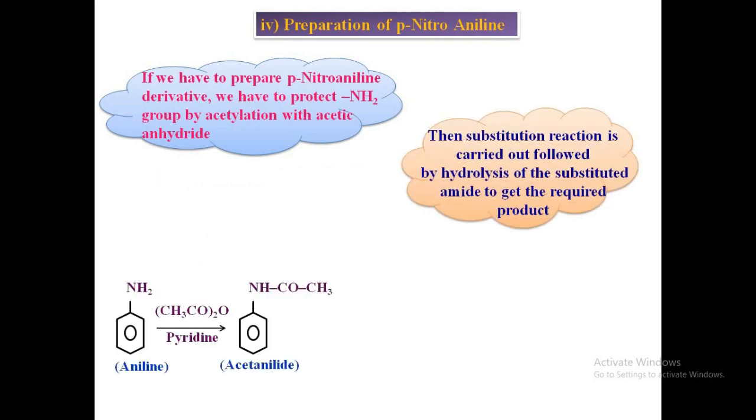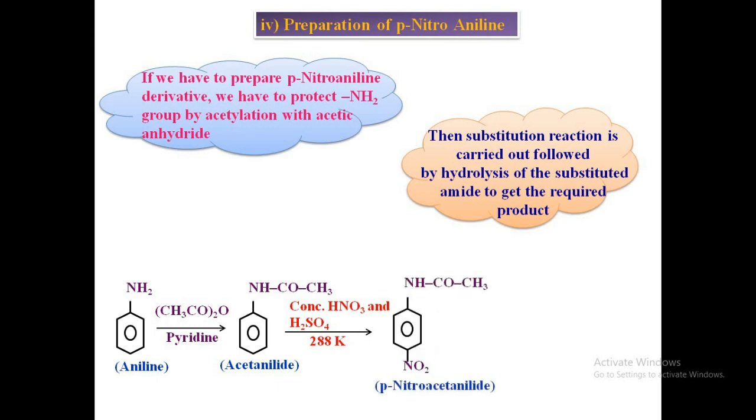Let us consider the reaction. The first step has been explained to you, in which the primary amine NH2 functional group is protected by acetylation using acetic anhydride to form NHCOCH3. Further, the substitution reaction is carried out by reacting it with nitrating mixture at a temperature of about 288 Kelvin to form para-nitroacetanilide.